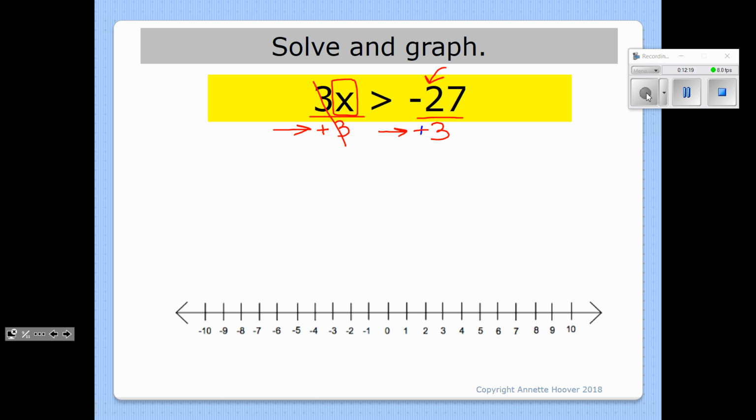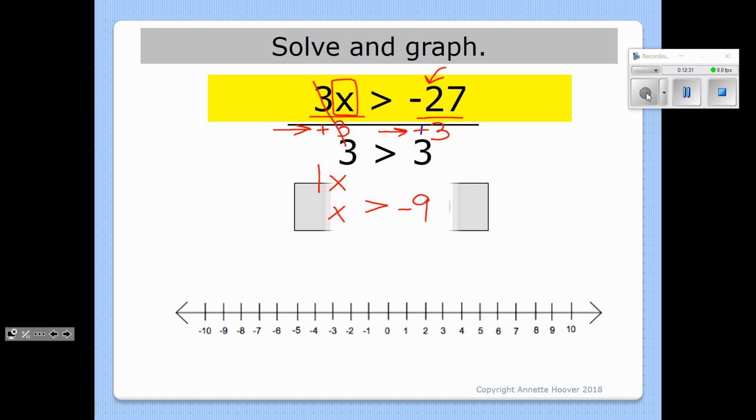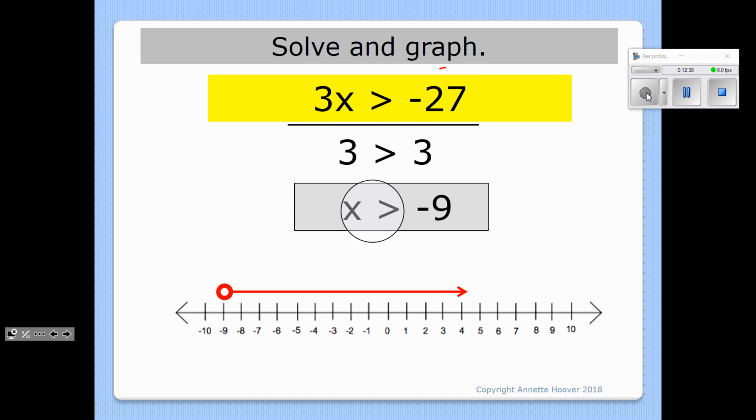3 divided by 3 is 1, so that leaves us our 1x, so the 1 can be invisible, is greater than negative 9. We did not flip the sign because we divided by a positive 3. So we are going to put a circle dot on negative 9, and we are going to draw the arrow to the right because it's greater than.